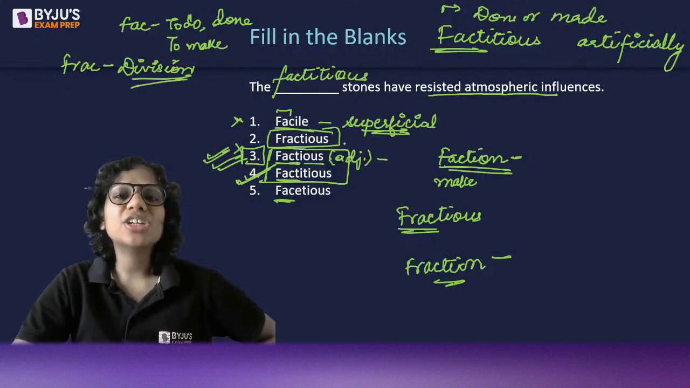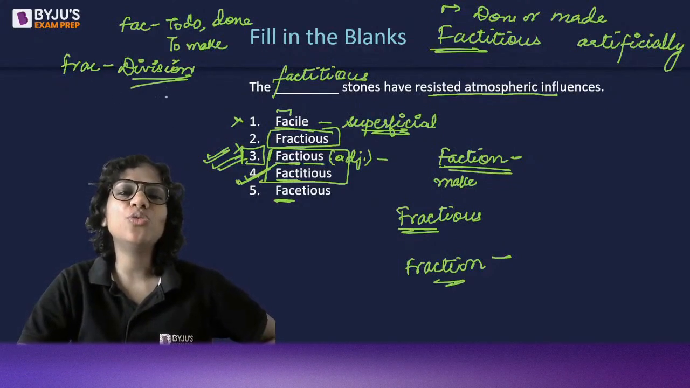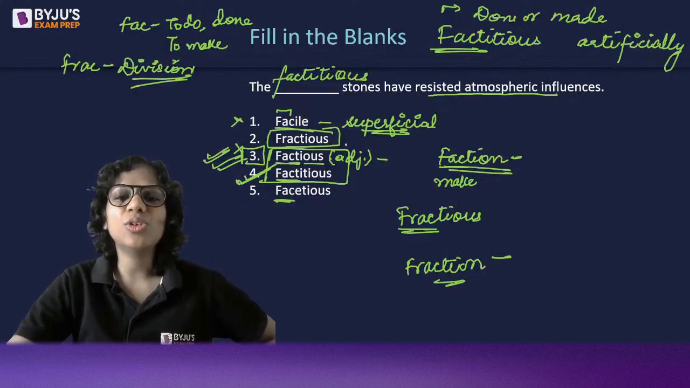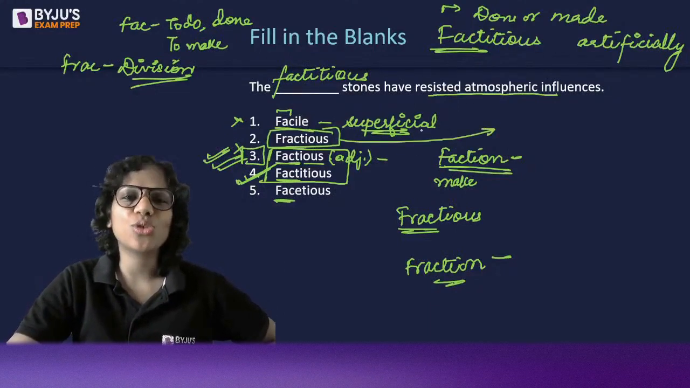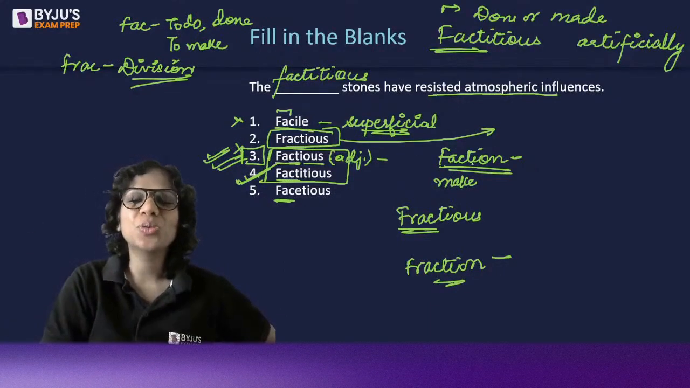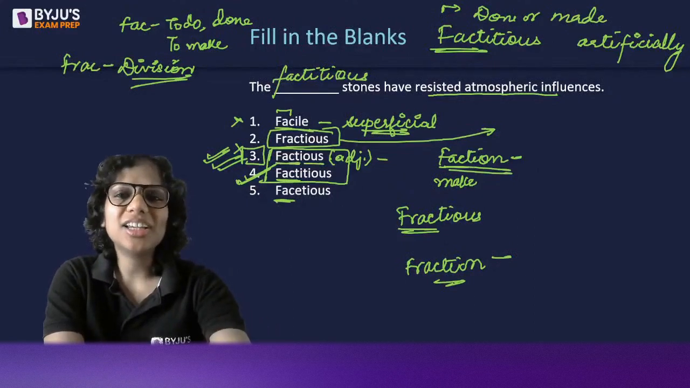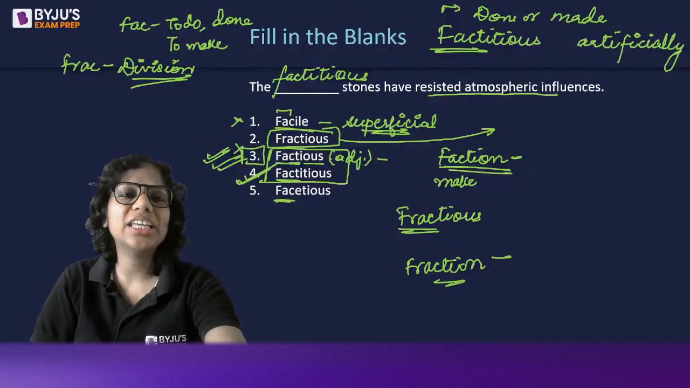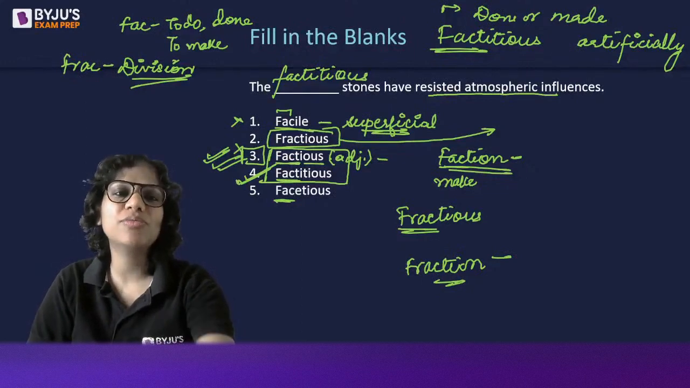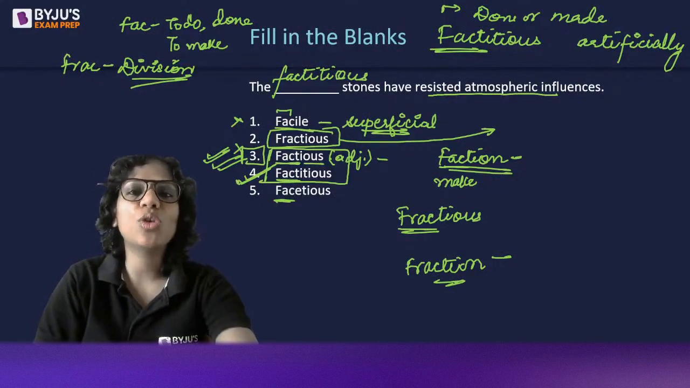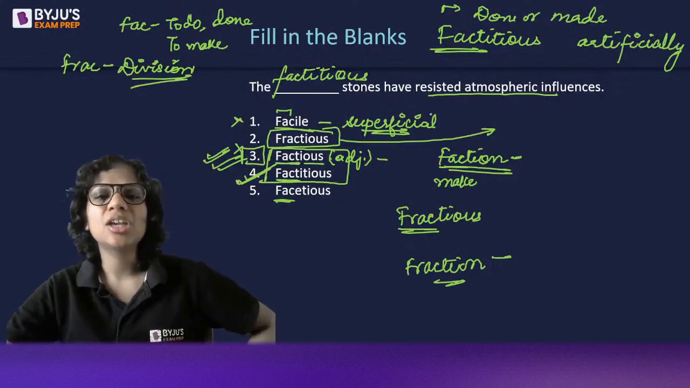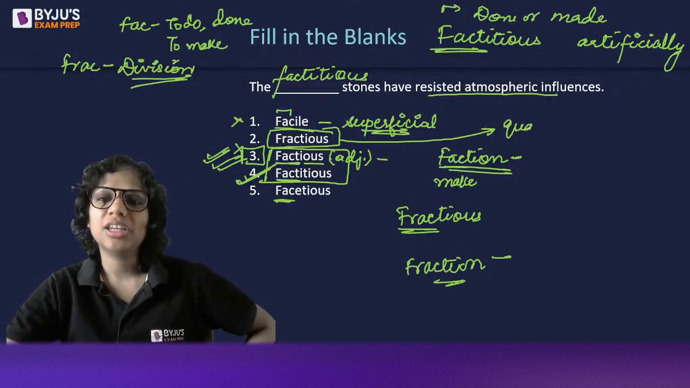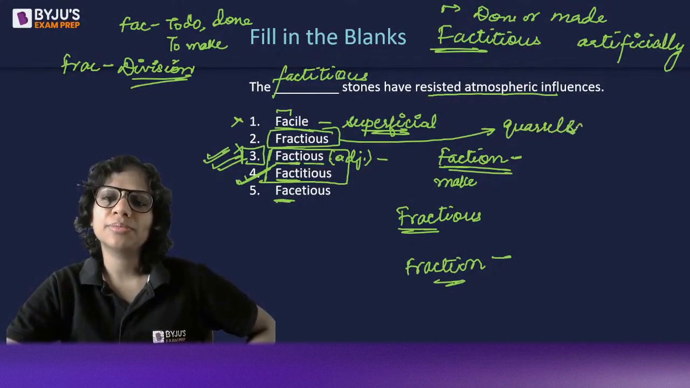So fractious means someone who is always ready to fight. This person will always want some division of sorts in the group. So basically the idea is this of division, but we have taken it to the level of fighting or to the level of disagreements, and that's why when we see someone who's very quarrelsome, जो हमेशा लड़ता ही रहता है, उसको हम fractious बोलते हैं, right? Someone who is quarrelsome.